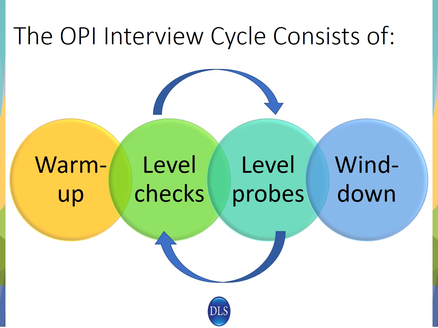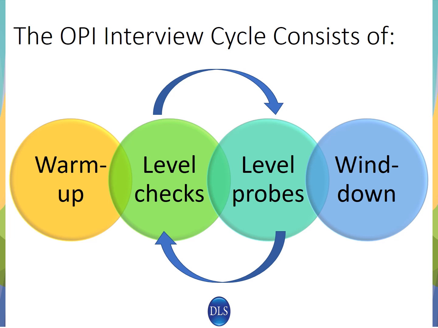Then comes the level probe. A level probe asks the examinee to try a task at the next highest level. So if the testers estimate that the student is a level 2, they will try a level 3 question. The examinee's performance on the level probe will either confirm the original level estimate or lead the testers to consider whether the student might be at a higher level.